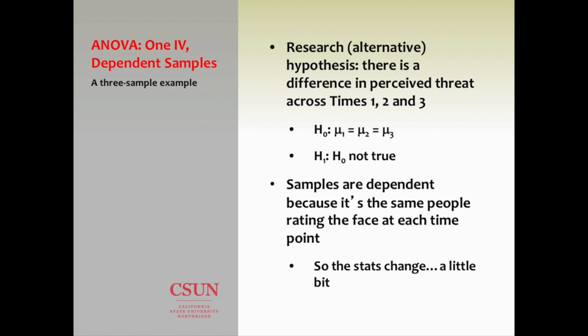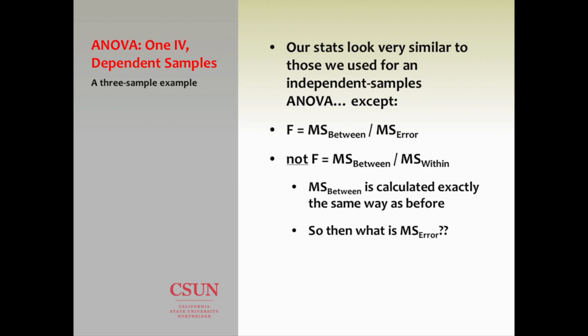Okay, so if this is the setup, then the samples are dependent. It's the same person rating the face at each time point. The statistics change, but they don't change that much. So we've already done most of the work, having completed an independent samples ANOVA. The only difference here is that we have to change the bottom part of the fraction a little bit.